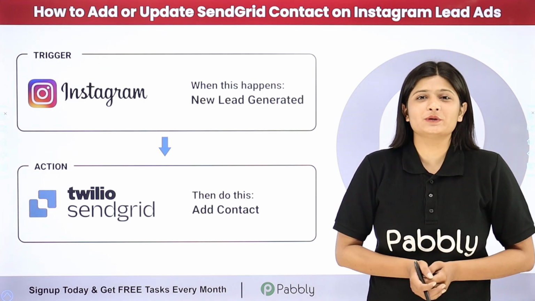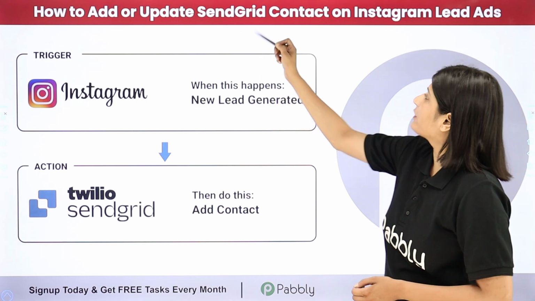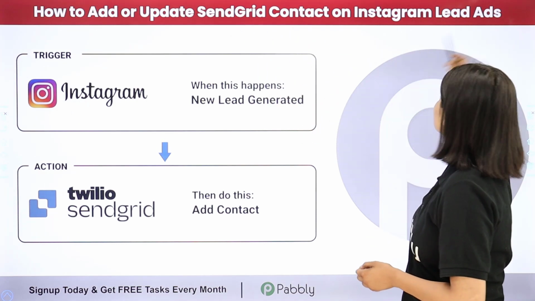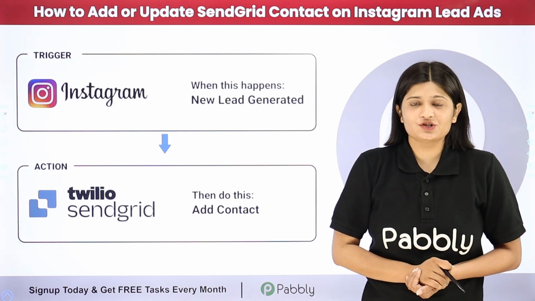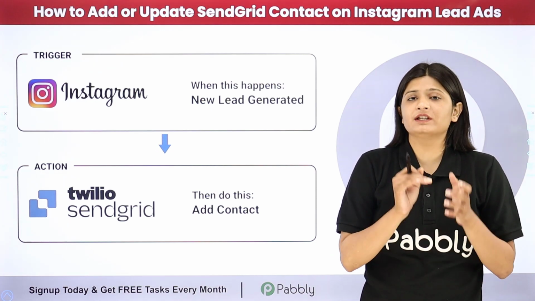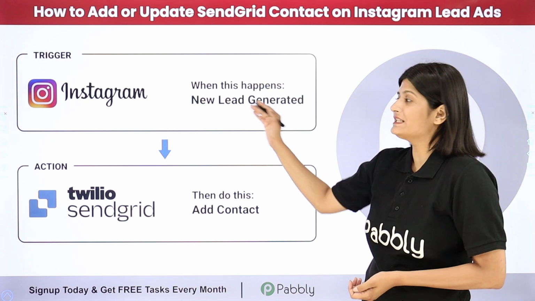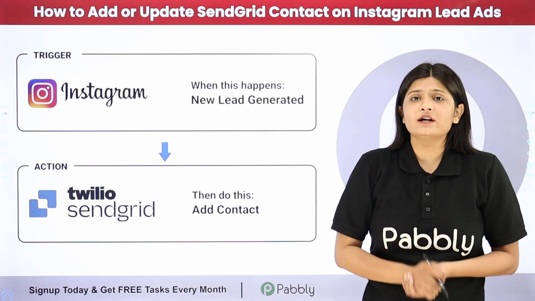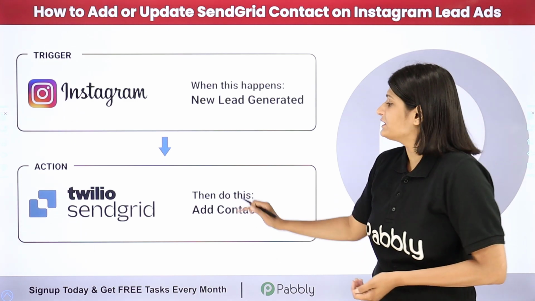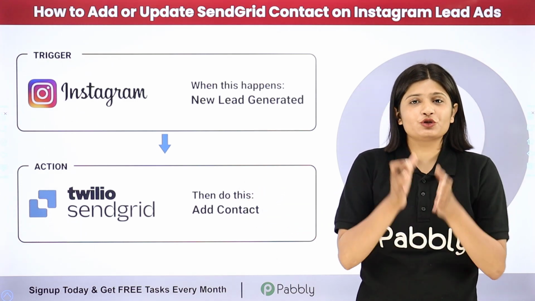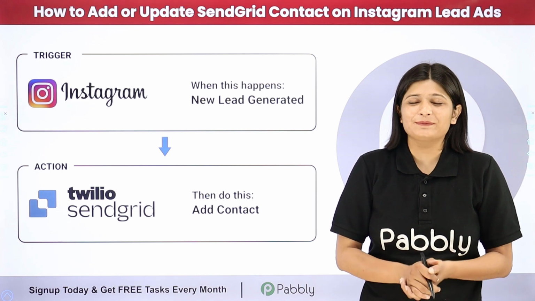So in this video, we are going to learn how to add or update SendGrid contact on Instagram lead ads. So let's suppose I'm running a tech organization and I'm promoting events for that organization with the help of Instagram lead ads. Now I want that whenever a new lead is received, this should be created as a contact in my SendGrid account. So to do this automation, I'm going to use Pabbly Connect.